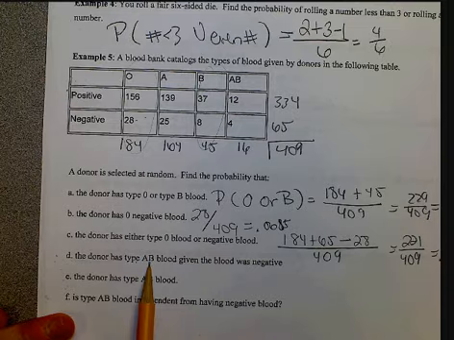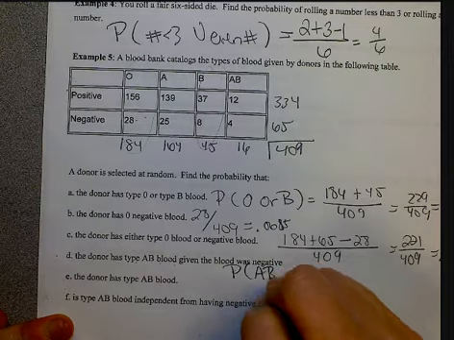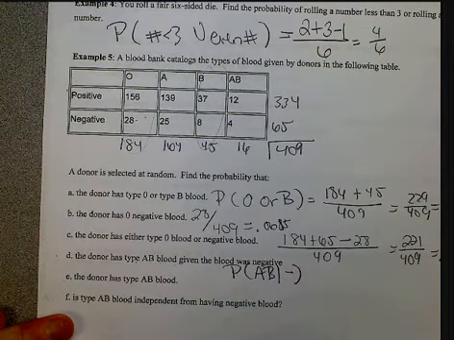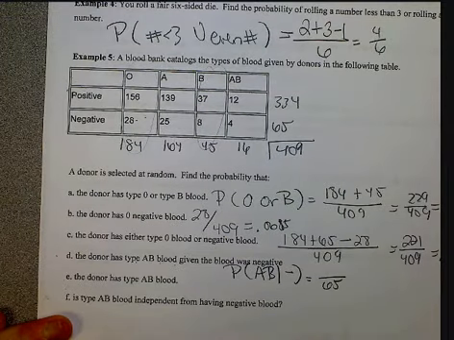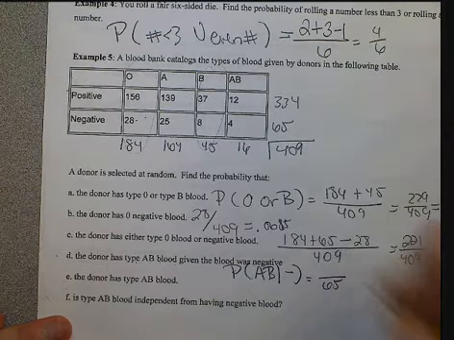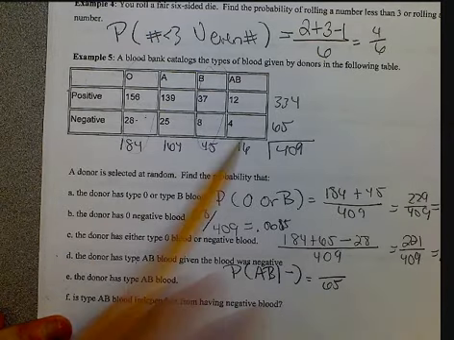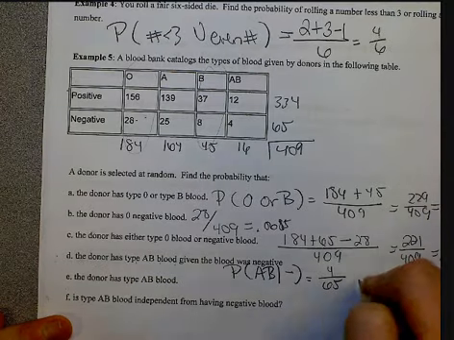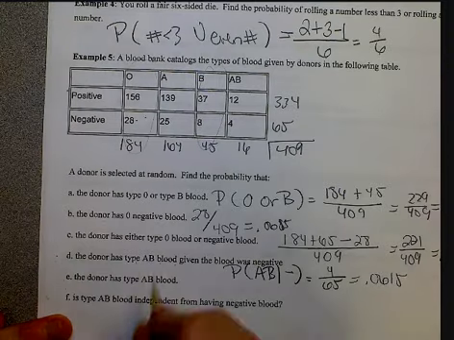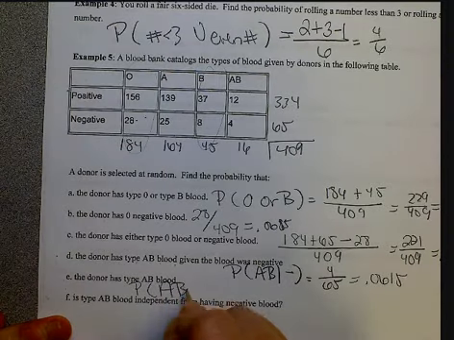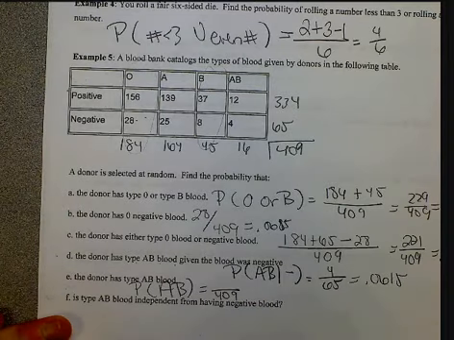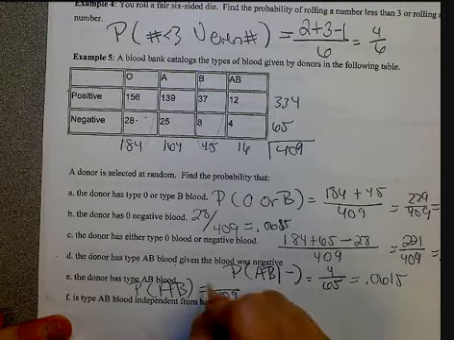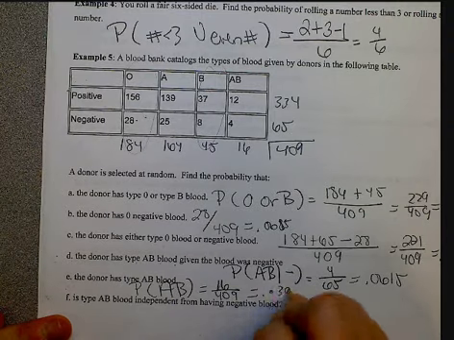The donor has type AB blood given the blood was negative. So what do we know to be true about this person? We know that they have negative blood. So how many have negative blood? Only 65. Of those 65, how many have AB blood? If you look in your table, you see that there are only 4. Now the probability of having AB blood, notice that's out of everybody, so we're doing out of 409. Well, how many AB bloods do we have out of 409? 16. That gives us 0.0391.